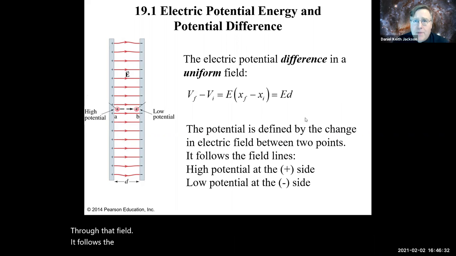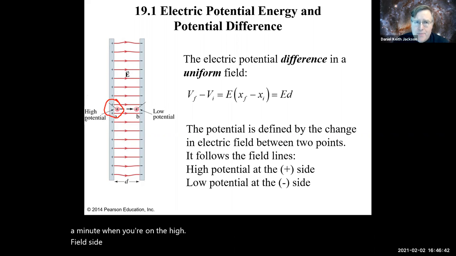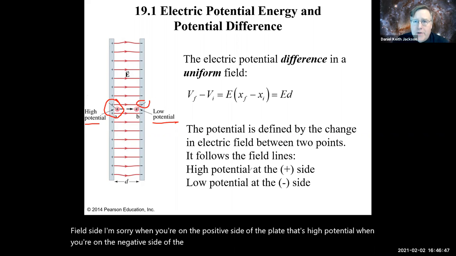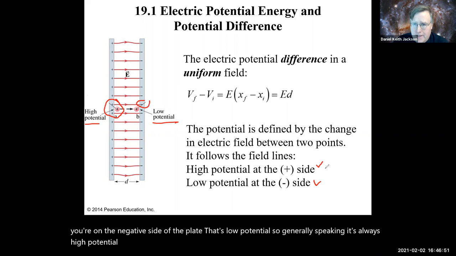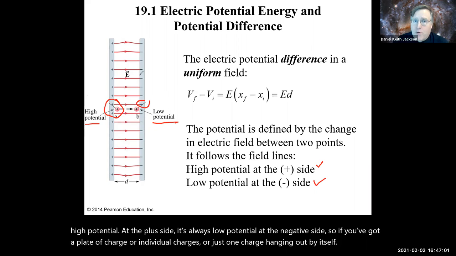And whenever we have a bunch of field lines, I think I'll repeat this in a minute. When you're on the positive side of the plate, that's high potential. When you're on the negative side of the plate, that's low potential. So generally speaking, it's always high potential at the plus side. It's always low potential at the negative side. So if you've got a plate of charge or individual charges or just one charge hanging out by itself, this is your guide for what is high potential, what is low potential.